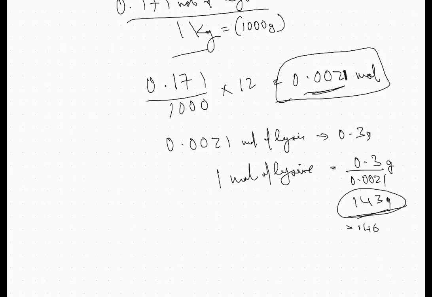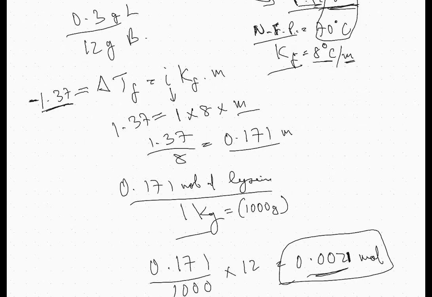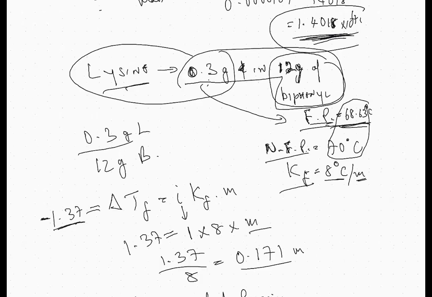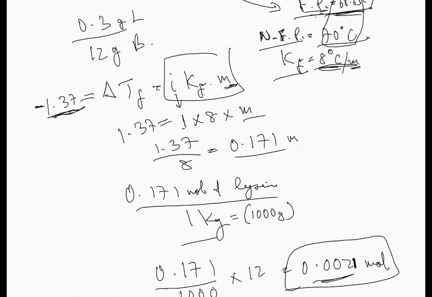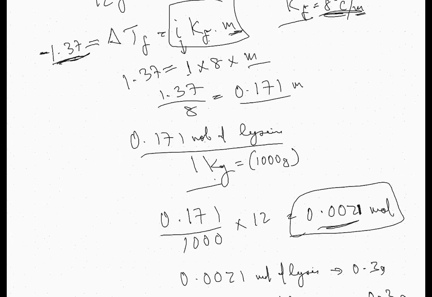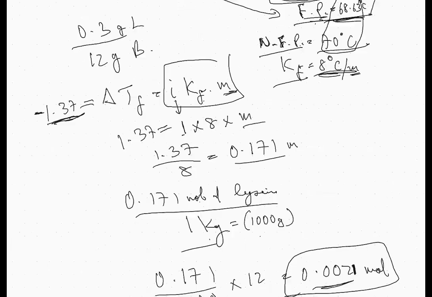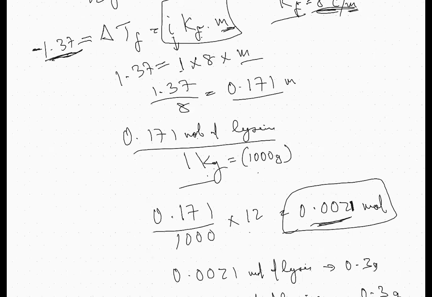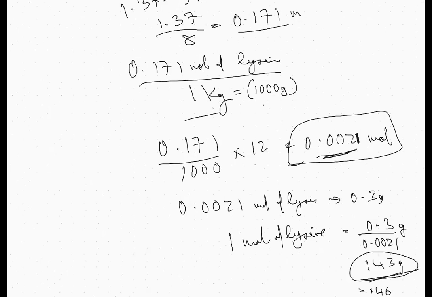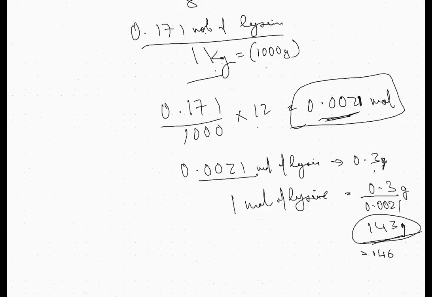What happened here? They didn't give anything. They said 0.3 grams in 12 grams. That's it. And they said the freezing point was 68.63, but they gave the normal one. From that, we got the difference, delta T. Then we went for the equation i, KF, m. KF they gave us. m they didn't. i was 1 because it doesn't break down. Once we found the molality, the definition is 0.171 moles in 1 kg or 1000 grams. But initially we didn't have 1000, it was 12 grams. So we multiply, divide like this and 12 grams, we got the number of moles that was in 12 grams. But we know the actual grams of lysine was 0.3. So if 0.0021 moles weighed 0.3 grams, one mole would have weighed 143 grams. That's what it means.